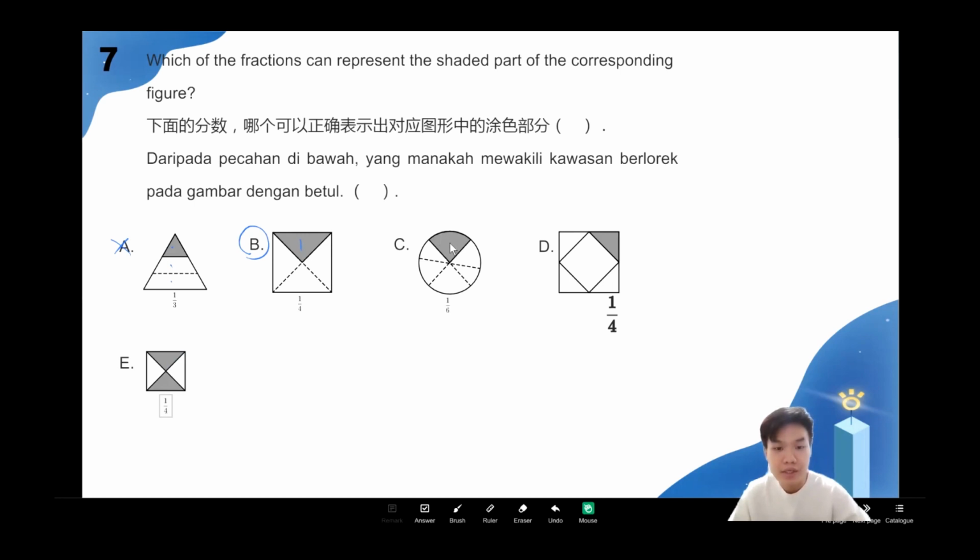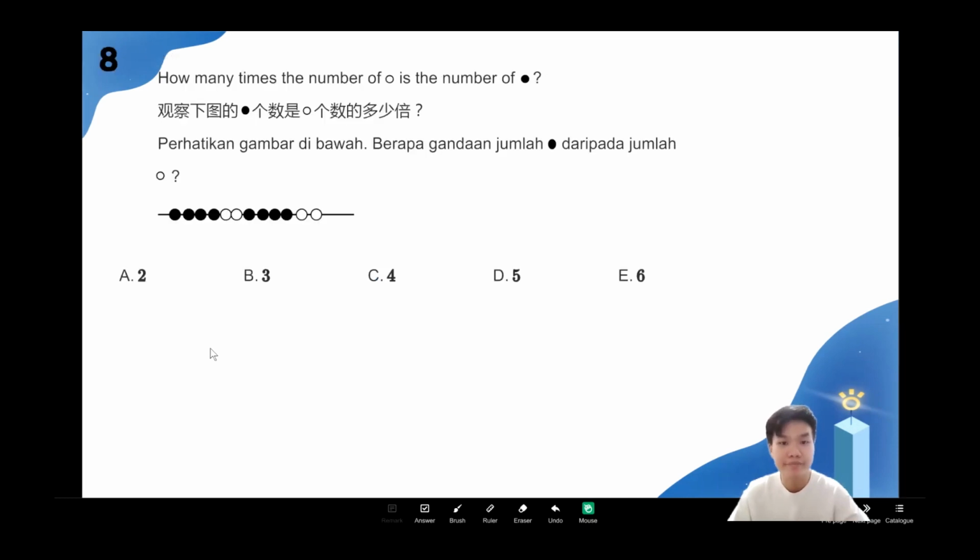Let's take a look at C. It has 1, 2, 3, 4, 5, 6, but you can notice it is not equally cut. So it cannot be C. As for D, there's 1, 2, 3, 4, and 5, and the fifth one is not equal to the others. Therefore, it cannot be D. For the last one, it is cut equally, but there are 2 shaded parts. Therefore, it should be 2 over 4, not 1 over 4. Hence, the answer can only be B.